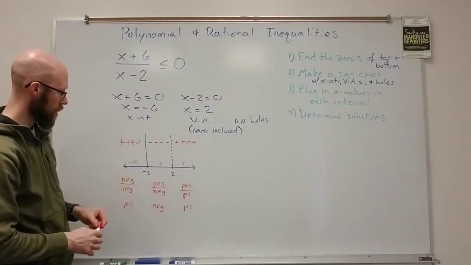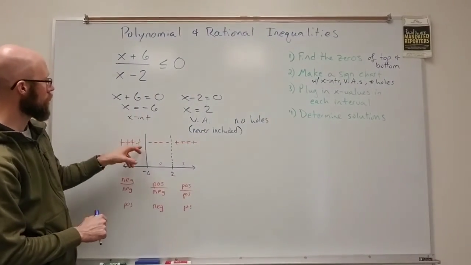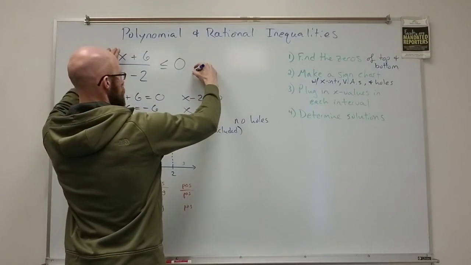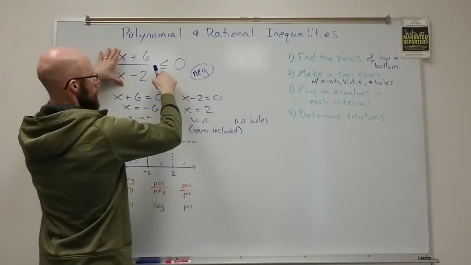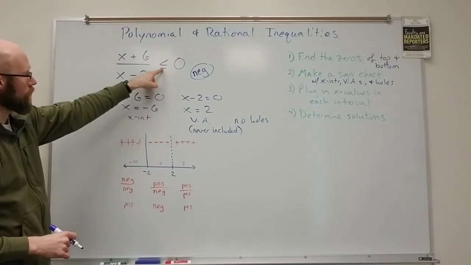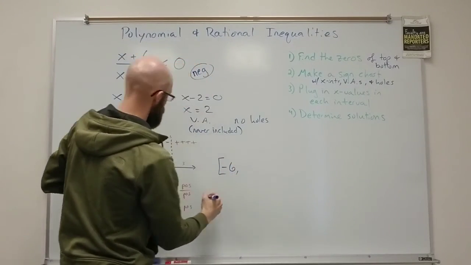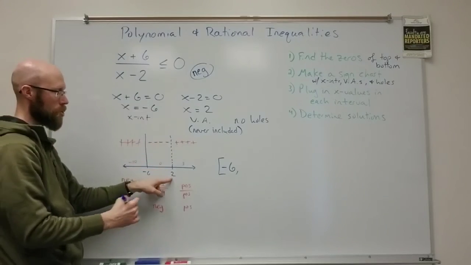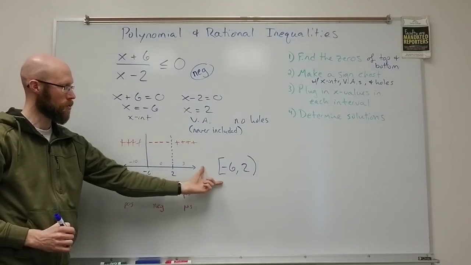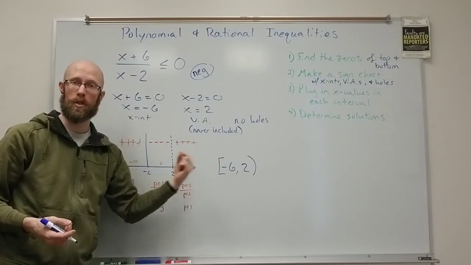And so now I can determine my final solution simply by looking at these three intervals and determining where my rational function is negative, right, less than 0. Well, it's going to be in this middle interval. Because of the equal sign, I need a bracket on the -6. And because of the asymptote at 2, I know that no matter what, I'm going to use a parenthesis there. And so my interval, my final solution, will be all numbers between -6 and 2, including the -6.